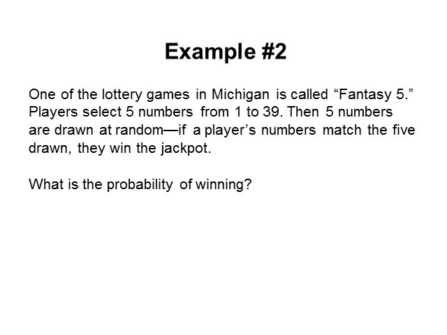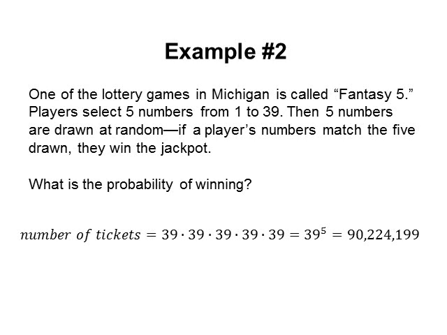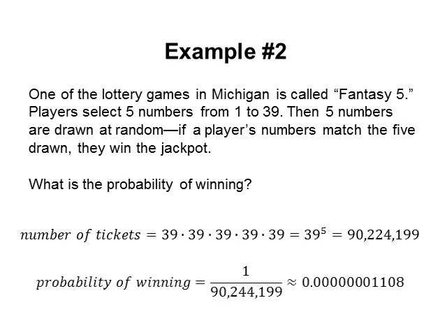Let's try some examples where we need to apply the formulas we've discussed. In the Fantasy 5 lottery game, players select 5 numbers from 1 to 39. 5 numbers are then selected at random, and if the player's numbers match the ones selected, they win the jackpot. So what's the probability of winning? Here order is important, and repeats are allowed, so there are 39 to the power 5, or 90,224,199 possible tickets. So the probability of winning is 1 over this number.